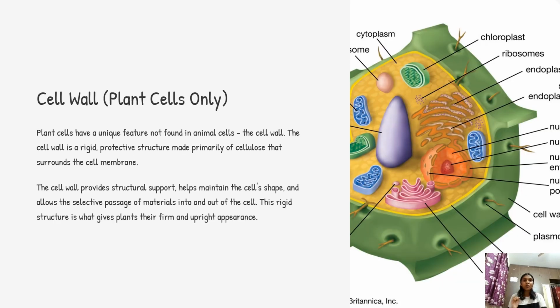Cell wall. Plant cells have a unique feature not found in animal cells, that is the cell wall. The cell wall is a rigid protective structure made primarily of cellulose that surrounds the cell membrane. The cell wall provides structural support, helps maintain the cell's shape, and allows the selective passage of materials in and out of the cell. This is a rigid cell structure. This is what gives plants their firm and upright appearance.